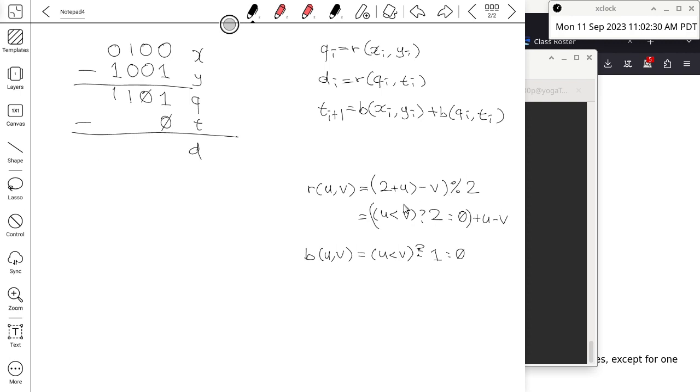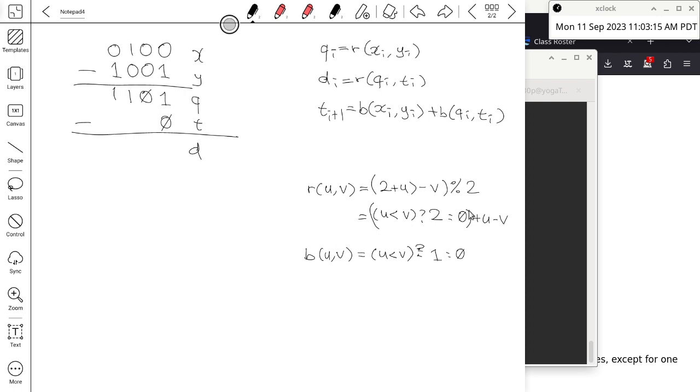And then now we have to figure out the more difficult row, which is the t. So the t is defined to be b of xi, yi plus b of qi, yi in order to figure out what is ti plus 1. So this particular bit is t of 1, which means i needs to be a 0. So we need to figure out what is b of x0, y0, and what is the b of q0, t0. So when you look at the b of x0, y0, we look at the b. So x0 is a 0, y0 is a 1. So we have a 0 here and a 1 over here. 0 is less than 1, it's true. So we return the value of true. When it is true, it is a 1.